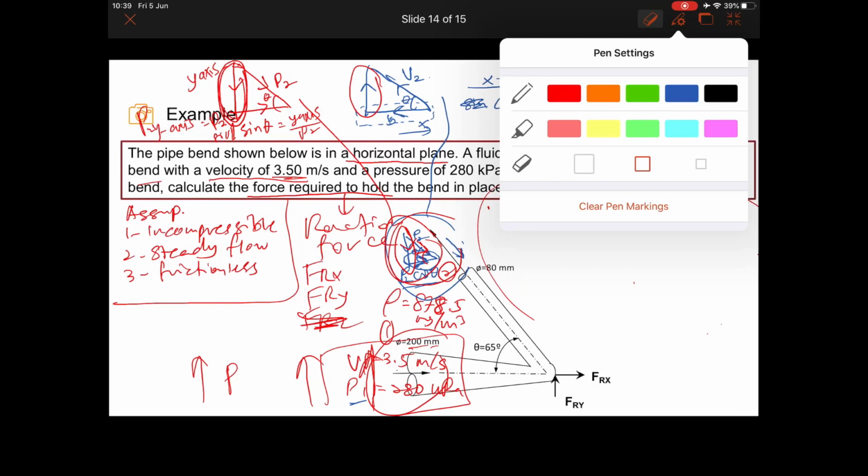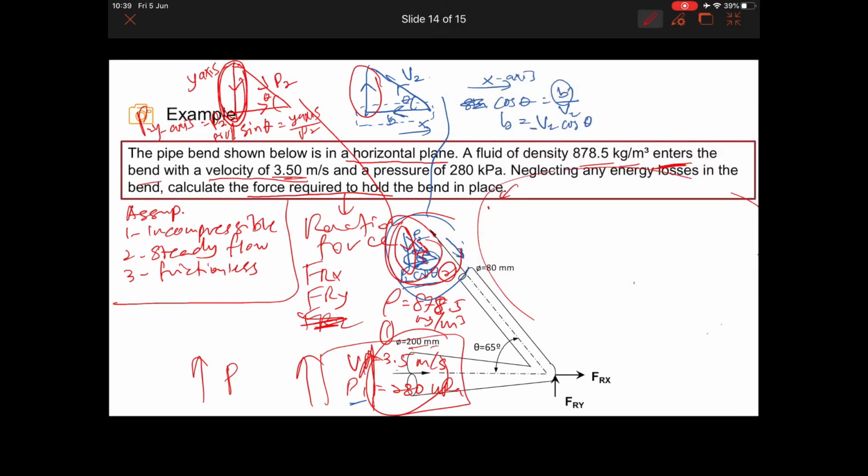After you get the Fry, you still didn't get the full mark yet, because the question asks for the force required to hold the bend. So you have to get the total force, the summation of force. So F equal to the square root of Frx squared plus Fry squared. You get the result in Newton. And then you do the angle alpha, the ratio between the force in the y direction and x direction, Fry over Frx, inverse tangent. Then you get the value.